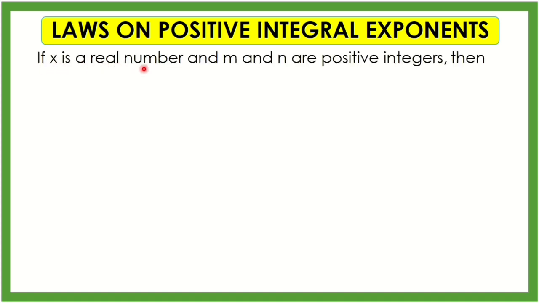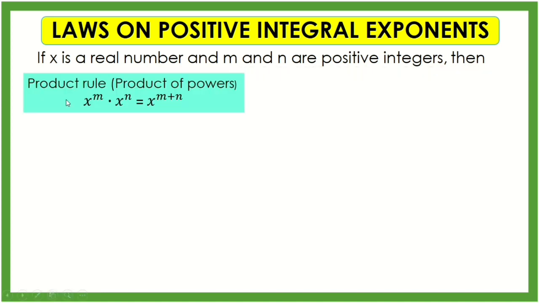If x is a real number and m and n are positive integers, then in product rule or product of powers, x raised to m times x raised to n equals x raised to m plus n. So, kung meron tayong product, i-add natin yung exponent nila.